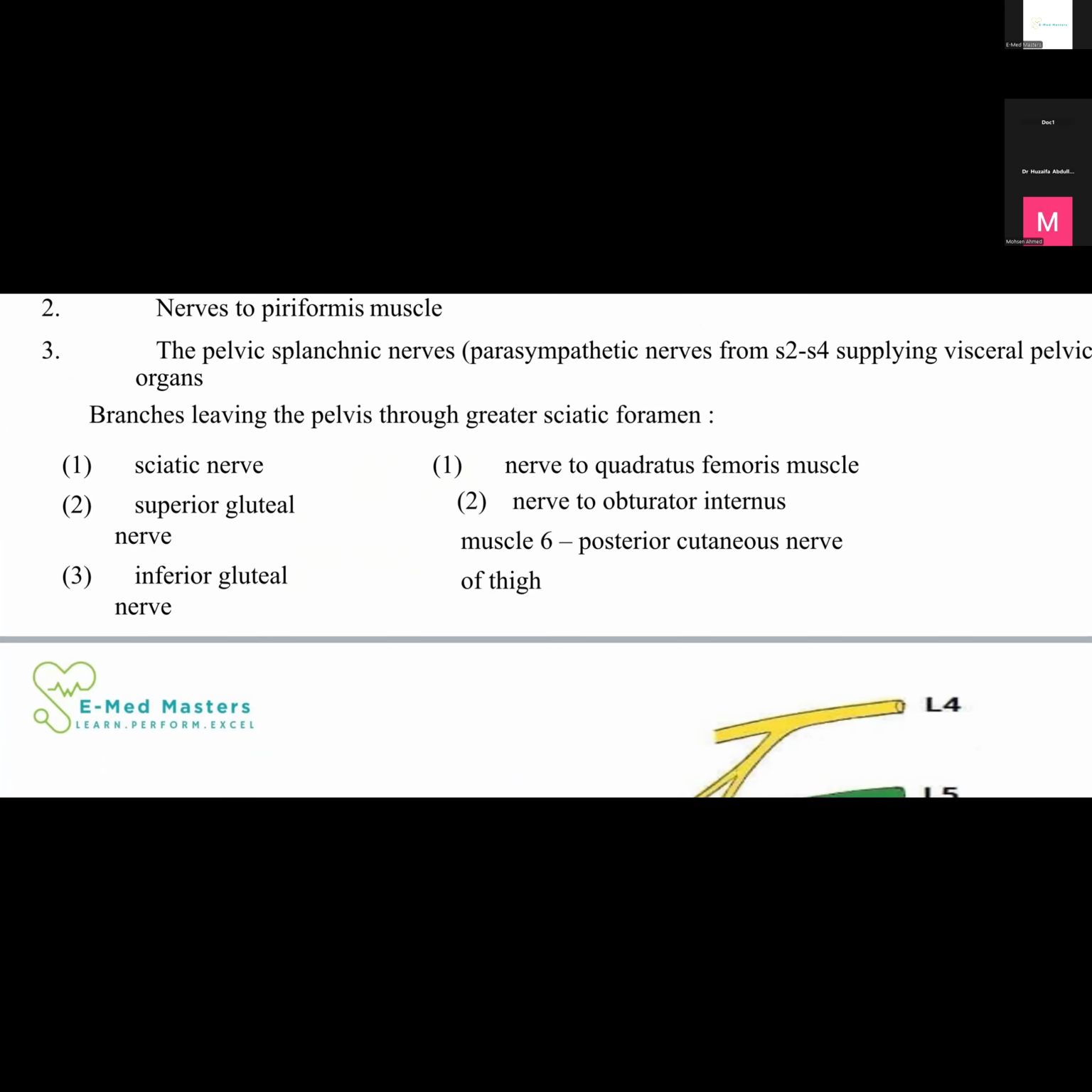Total 6 points: sciatic nerve, superior and inferior gluteal nerve and vessels, nerve to quadratus femoris muscle, nerve to obturator internus muscle, and the posterior cutaneous nerve of the thigh.